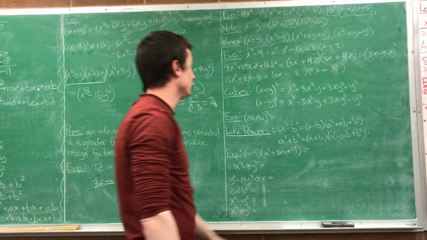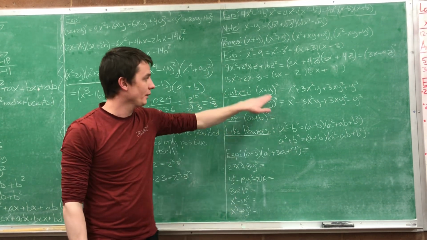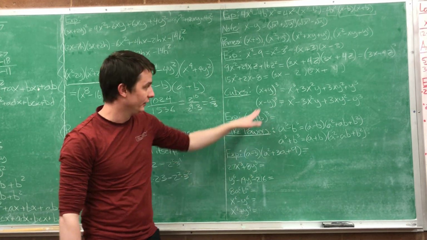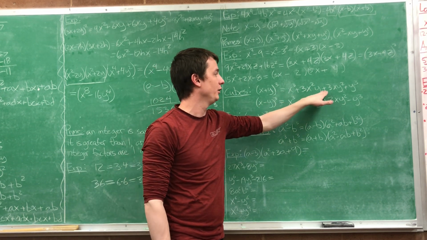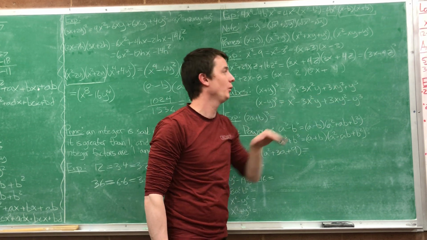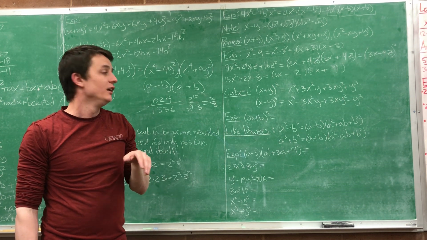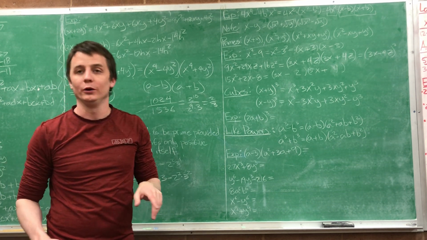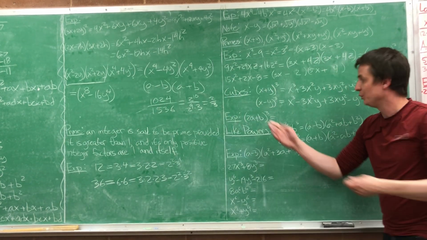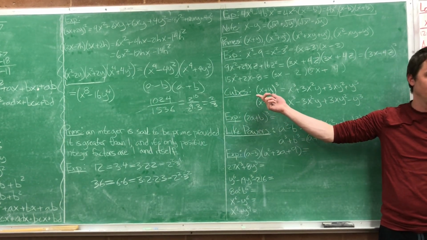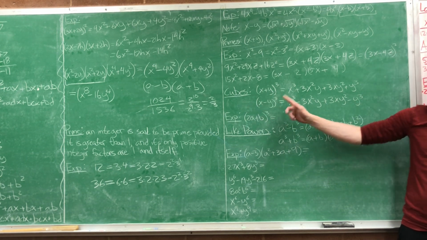Now cubes. Moving on to cubes. x plus y cubed is x cubed plus 3x squared y plus 3xy squared plus y cubed. Now we could multiply all that out. No point seeing all that algebra there. You would know how to multiply this out by hand if you wanted, right? Notice the pattern here.